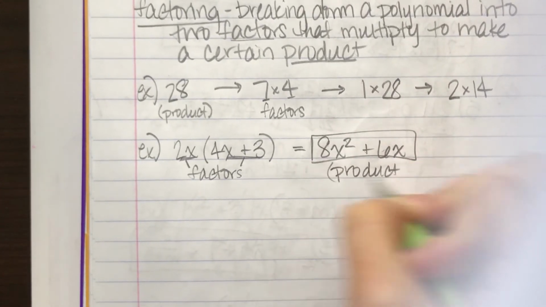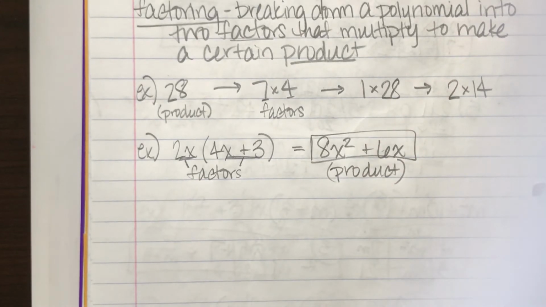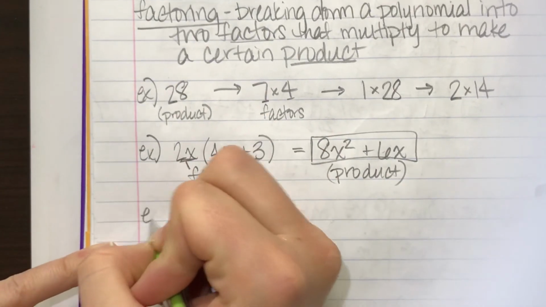So here's what we start doing today. I'm going to give you the product, and you have to come up with the multiplication problem that would make that. You've done this before. It's been on the quizzes. We've been doing this. This isn't hard.